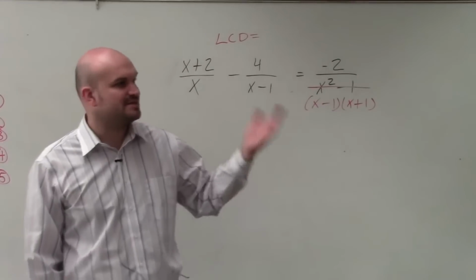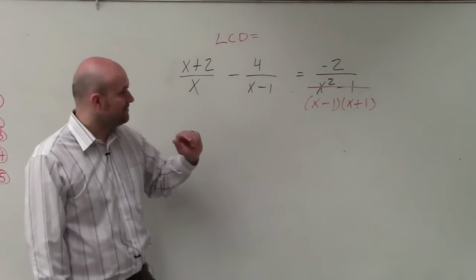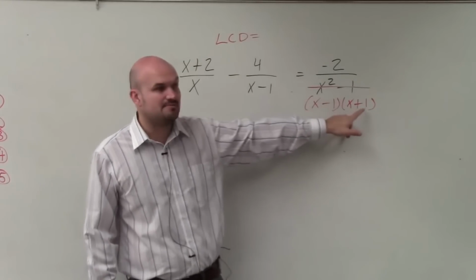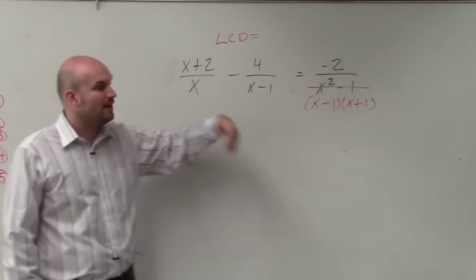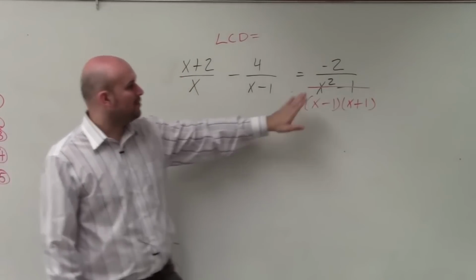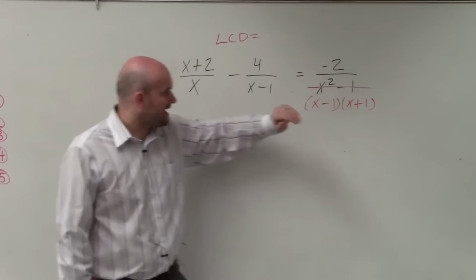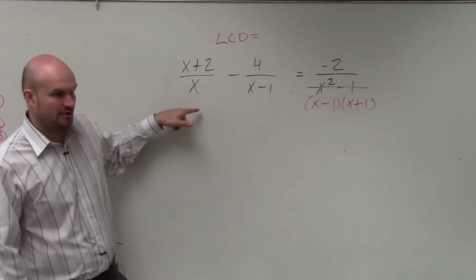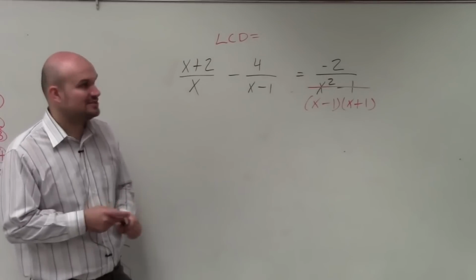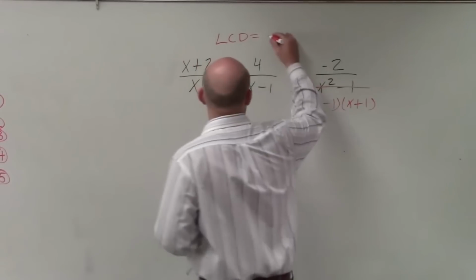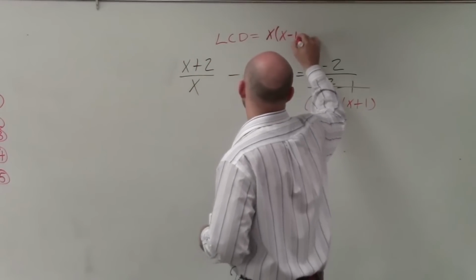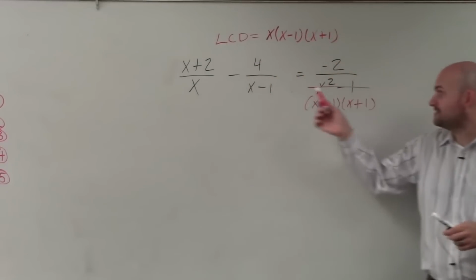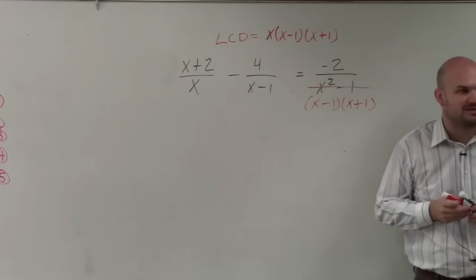Always factor. That's going to be simplifying this. So now you guys see x squared minus 1, I factored using difference of two squares as x minus 1, x plus 1. OK? So now I need to find the polynomial that both x minus 1 and x plus 1 and x all divide into. Agreed? OK. So my LCD is going to be x times x minus 1 times x plus 1. Do you guys agree with me that every single one of my denominators divides into that LCD?